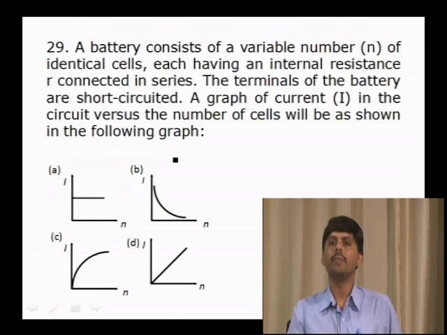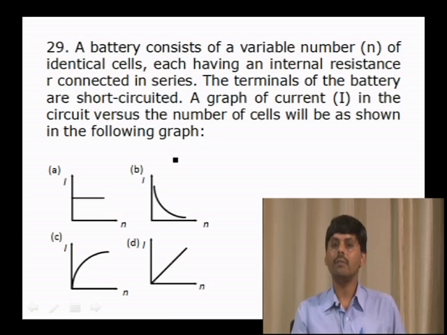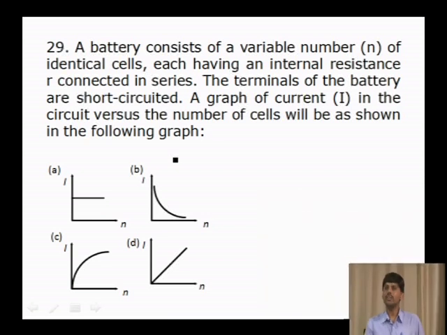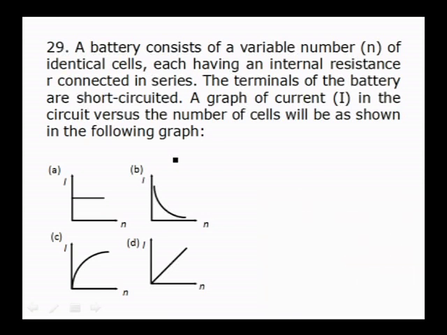Question number 29. A battery consists of a variable number N of identical cells, each having an internal resistance r, which are connected in series. The terminals of the battery are short circuited. The graph of current I in the circuit versus the number of cells is shown in the following graphs. See, option A is parallel to the x-axis, that is the number of cells, option B decreases, option C increases, option D also linearly increases.